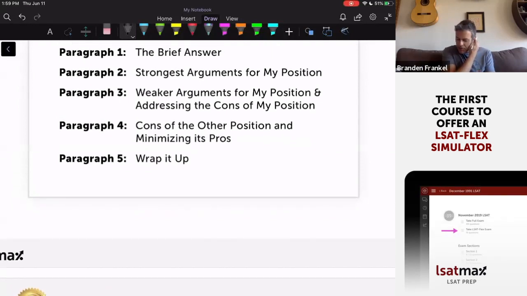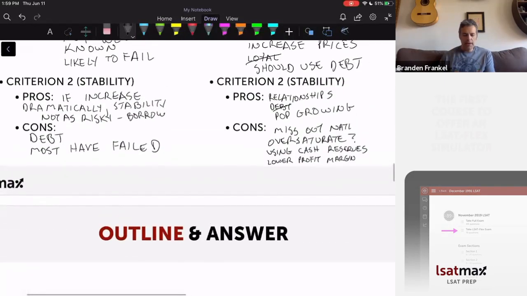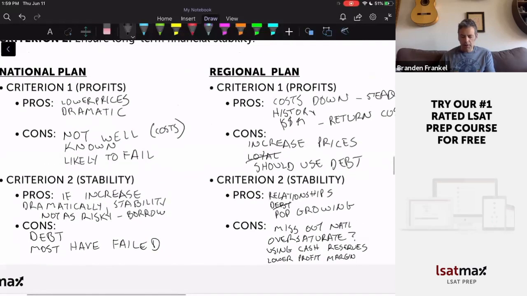Your last substantive paragraph is the really fun paragraph. That's where you just hammer the other position and show why it is bad. And so that's where we're just trotting out all of these cons here.